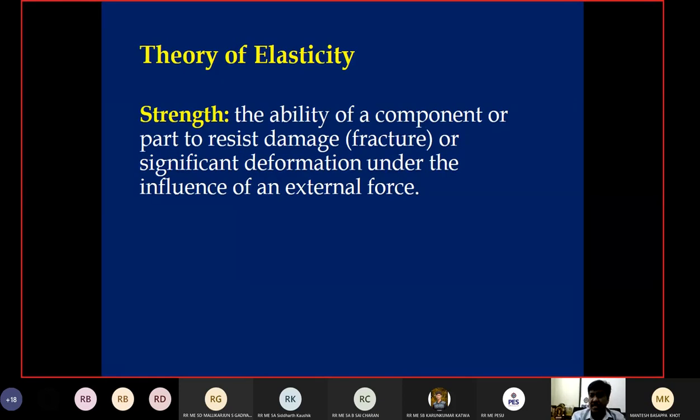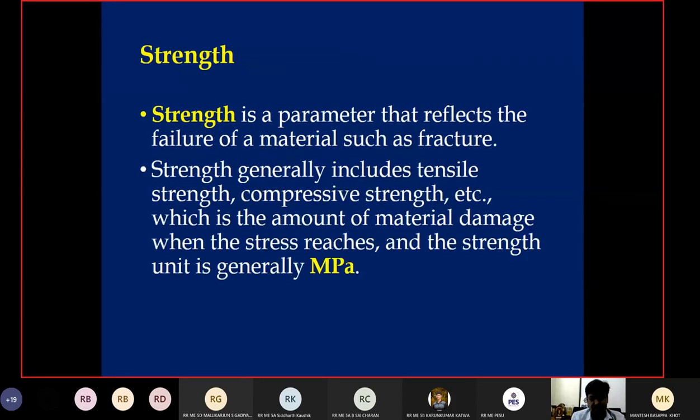So strength is the ability. Sometimes some people talk in terms of resistance, but that is also an ability. Now, strength is a parameter that reflects the failure of the material. When you apply a load, let's say P, onto a structure, it is spread over an area. That area is always under stress. Because of the stress, which is itself internal forces, there could be changes in the material's behavior. So that also could reflect some characteristics of the strength of the material.